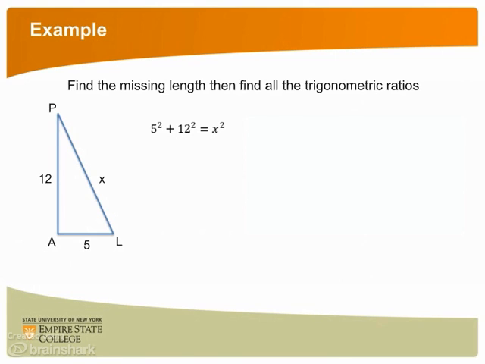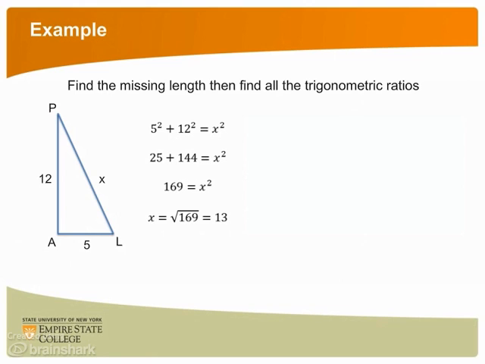Since we are missing the length of the hypotenuse, we put the x in for c. We have 12 squared plus 5 squared equals x squared. Squaring our numbers, we have 144 plus 25 equals x squared. Combining, we have 169 equals x squared. To find x, we take the square root. So x, the length of the hypotenuse, is 13.